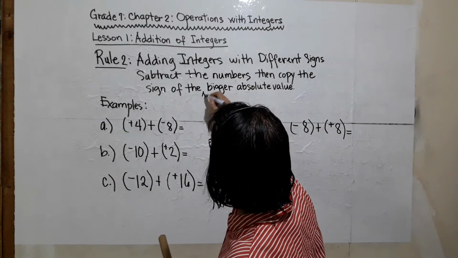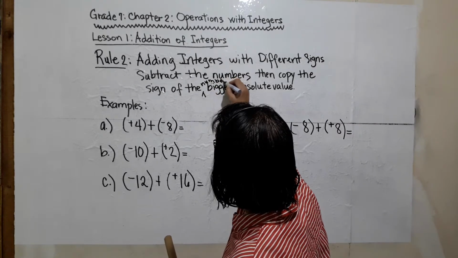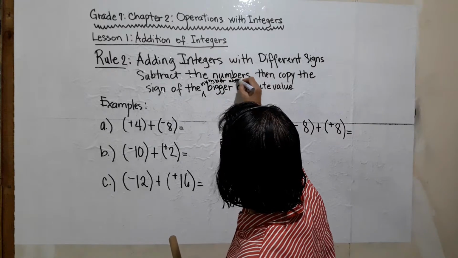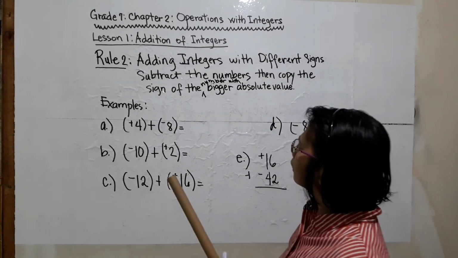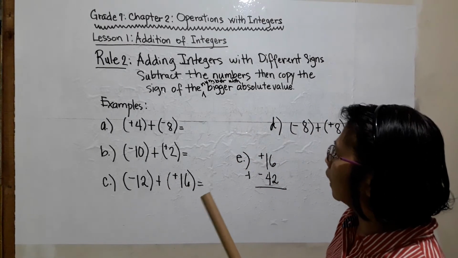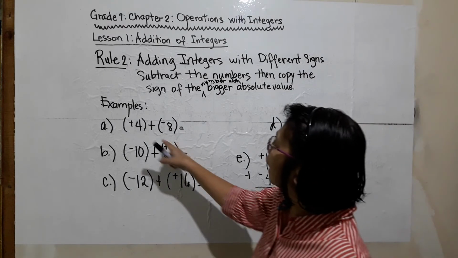Copy the sign of the number with bigger absolute value. Okay? So let's have example number 1. Subtract the numbers. So 8 minus 4.